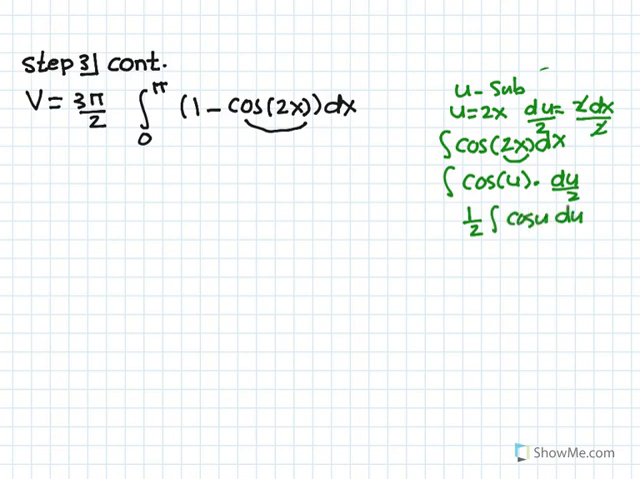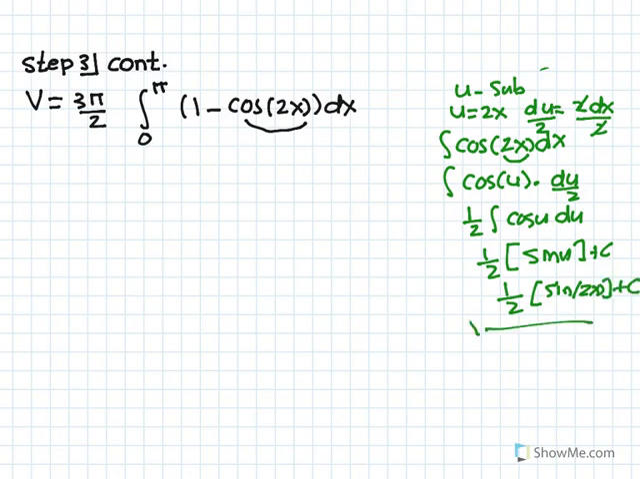And what is the antiderivative of cosine u? That's going to be 1/2. Antiderivative of cosine u is sine u plus c, and we get 1/2 sine of 2x plus c. So that's just a bit of review for the U substitution method.